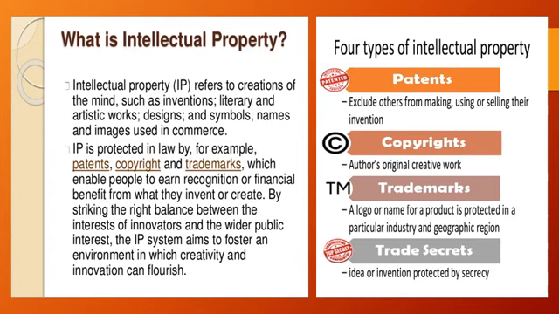Number one, patents. They exclude others from making, using, or selling their inventions. Next, copyrights. An author's original creative work. Trademarks. A logo or a name for a product that is protected in a particular industry and geographic region. Trade secret. An idea or invention protected by secrecy. These all are the four pillars, four laws by which we can easily protect ourselves.